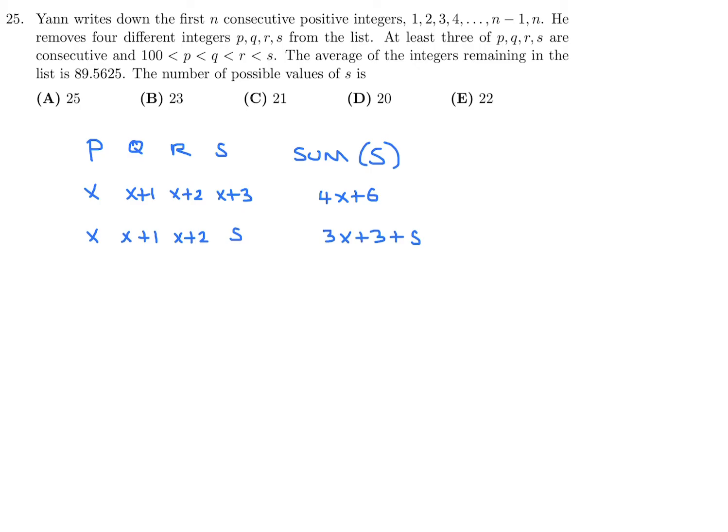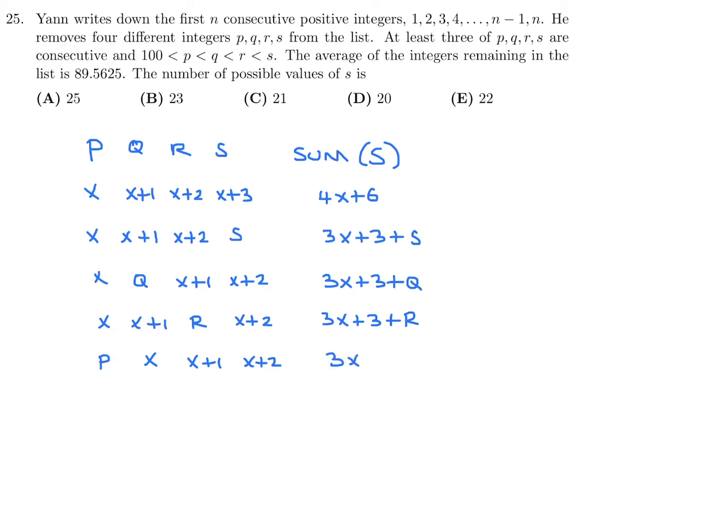How about if the 3 consecutive were P, R, and S? So it'd be x, x plus 1, and x plus 2, and this is Q. Therefore, this is going to be 3x plus 3 plus Q. And similarly, if you made the 3 consecutive P, Q, and S, it would be x, x plus 1, and x plus 2, and this is R. So it would be 3x plus 3 plus R, the sum. And then finally, if the consecutives were Q, R, and S, it would be like that, where this is just P. So then again, the sum would be 3x plus 3 plus P. Okay, so these are the possible ways of doing it.